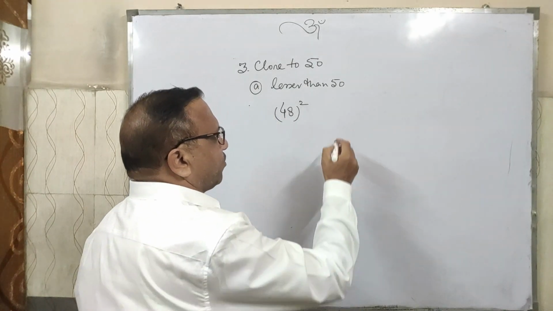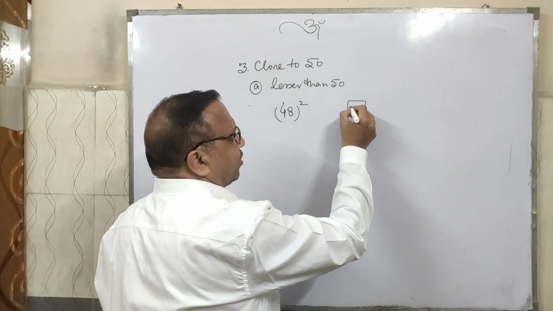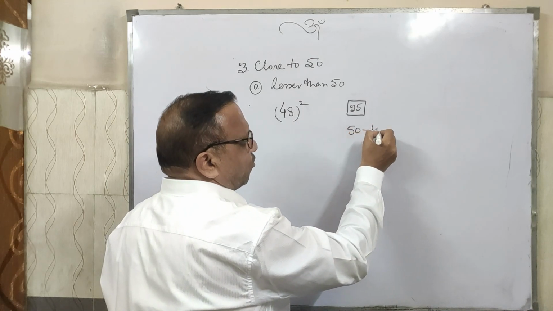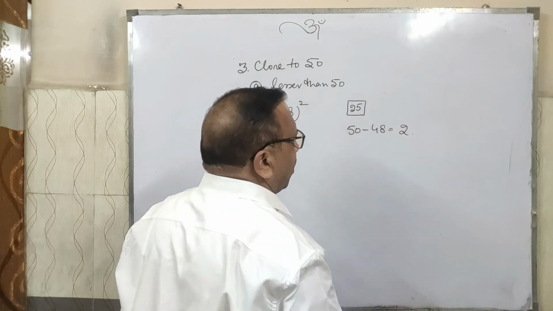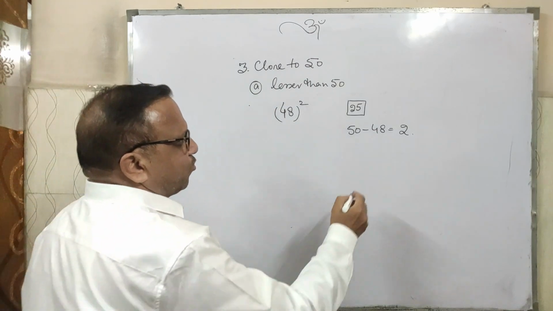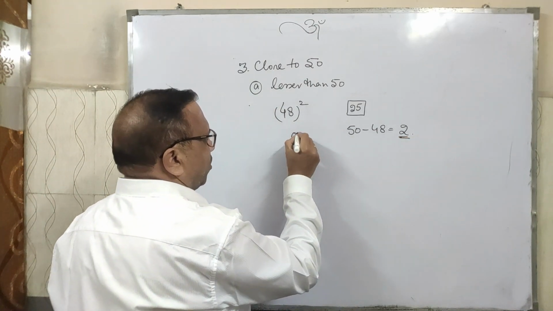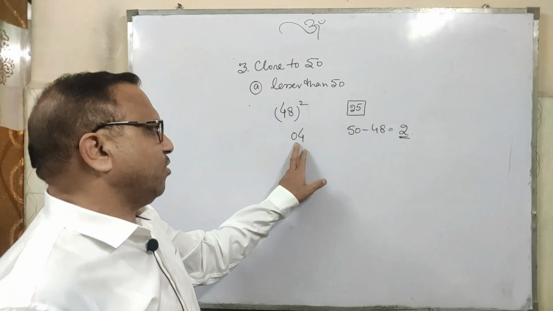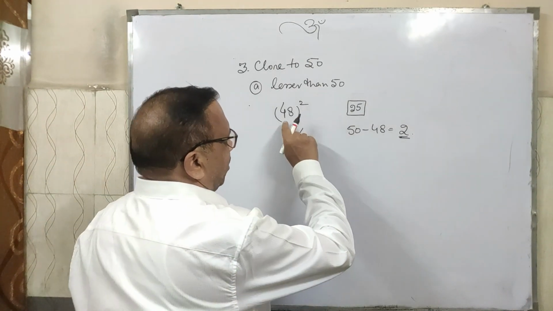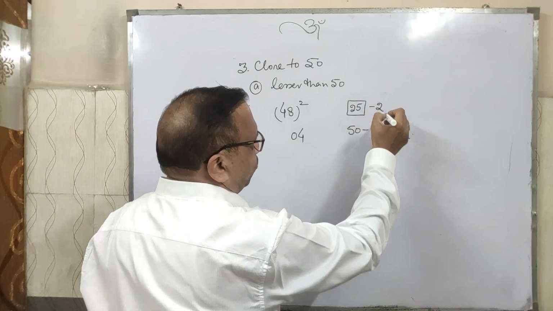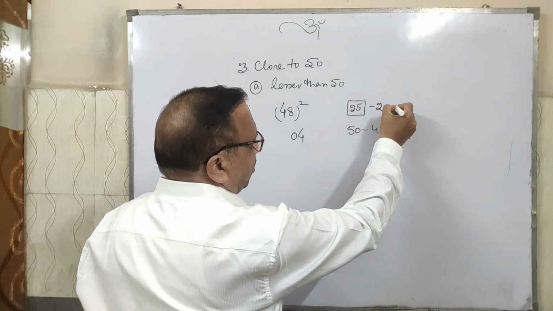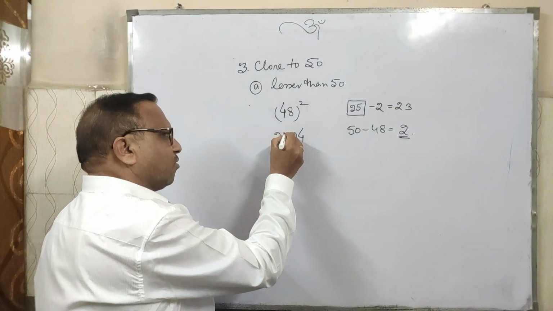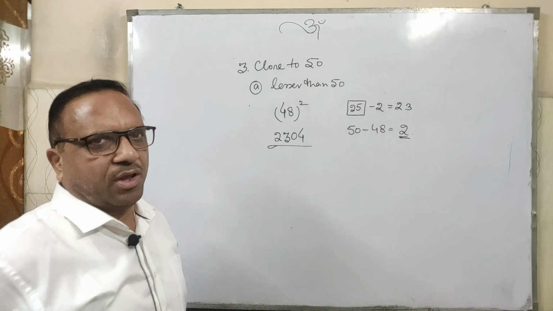ठीक है. You consider one term 25. So how much is it lesser? 50 minus 48. The difference is 2. The square of 2. What is the square of 2? 04. We always write in two digits. Then it is lesser than 50 by 2, so you subtract 2 from 25. It is 23. Write 23 here. It is the square of 48.